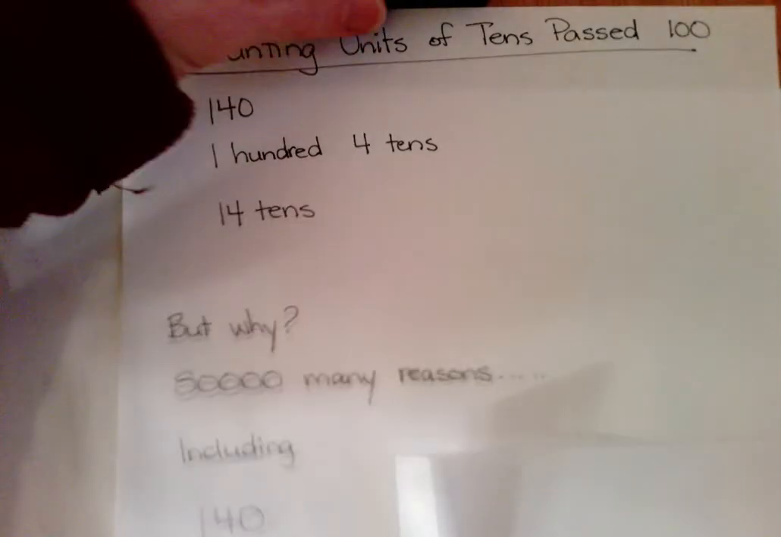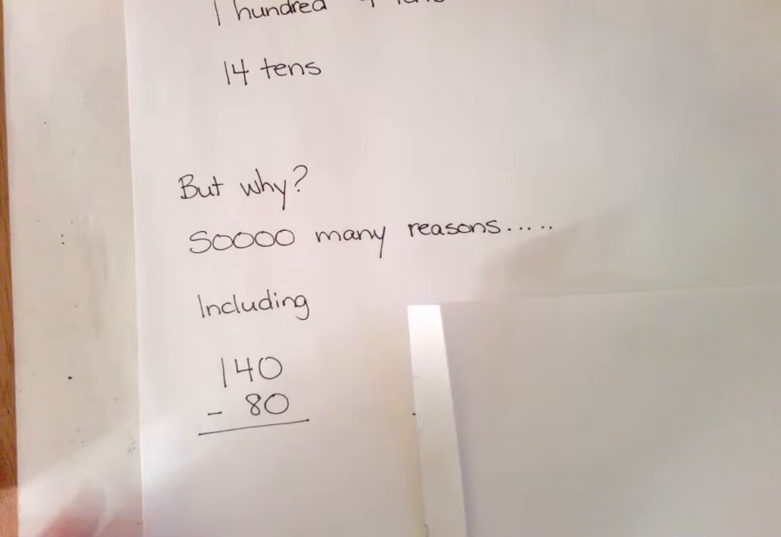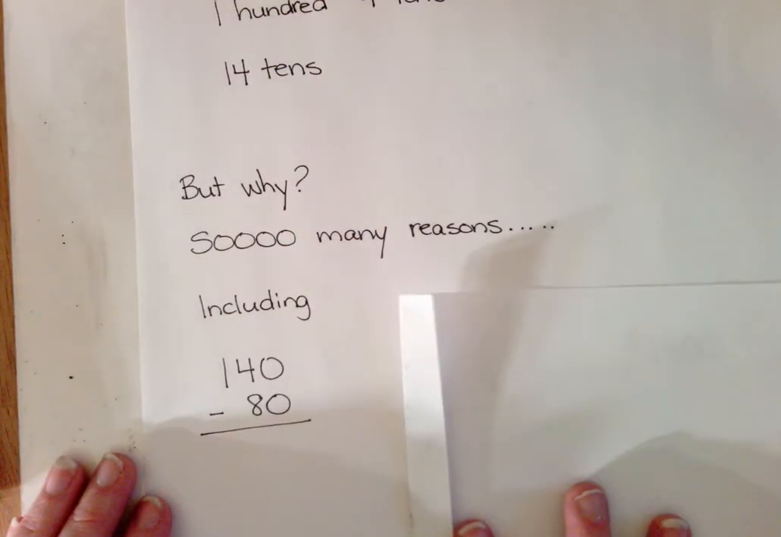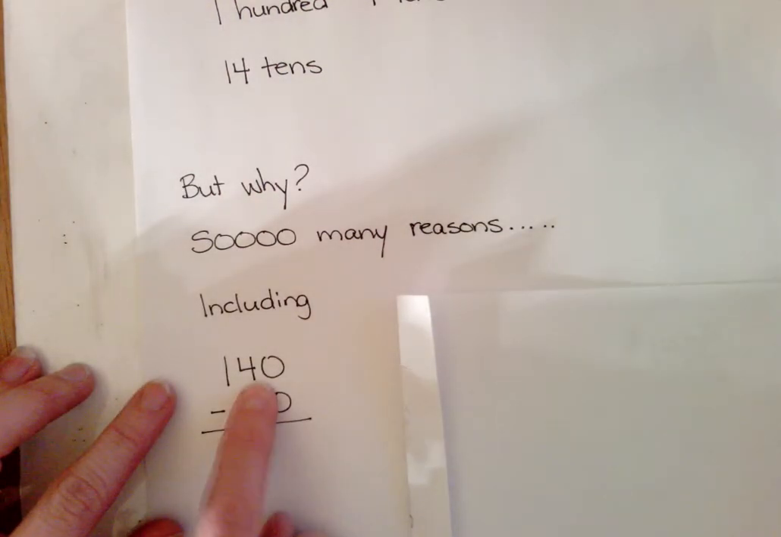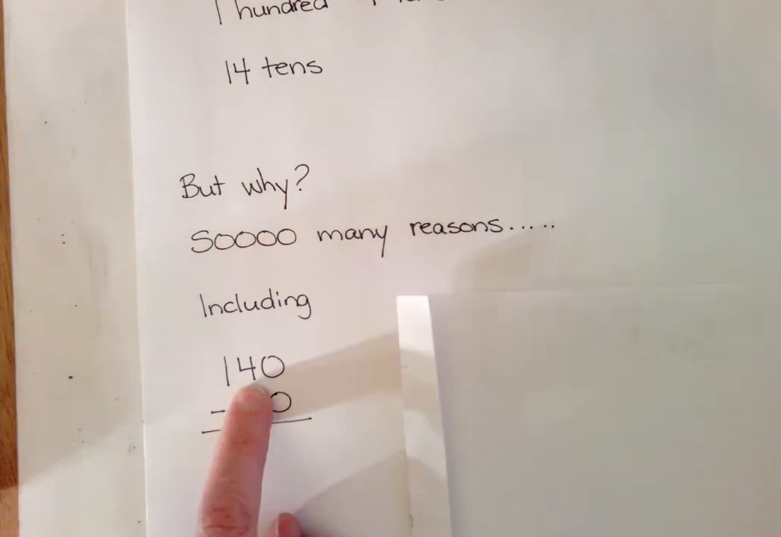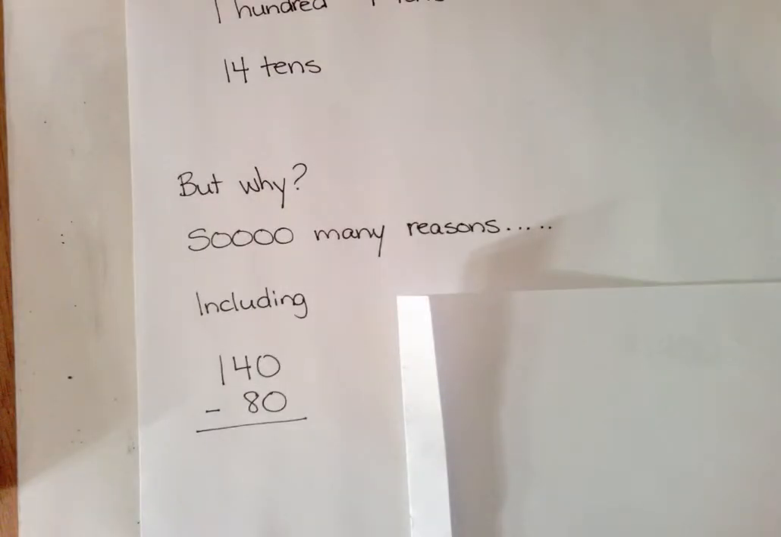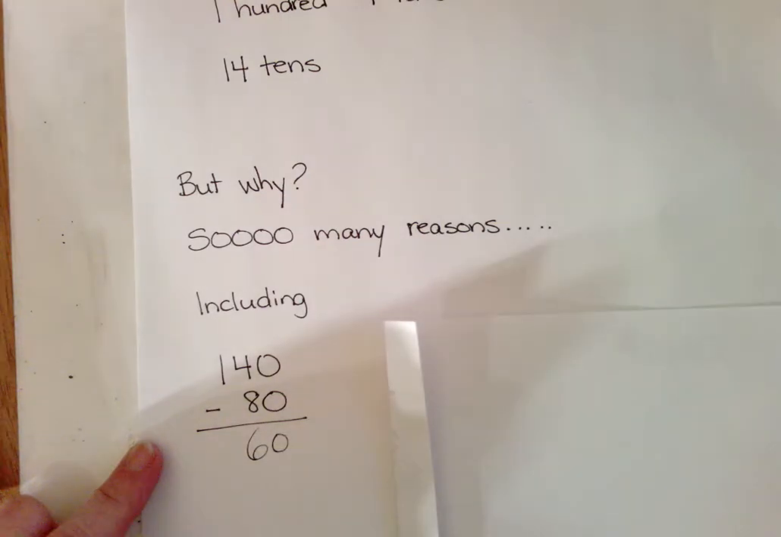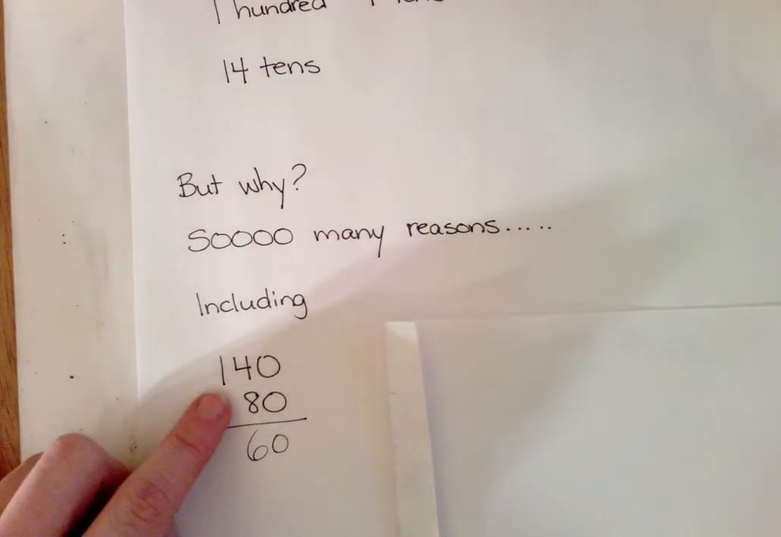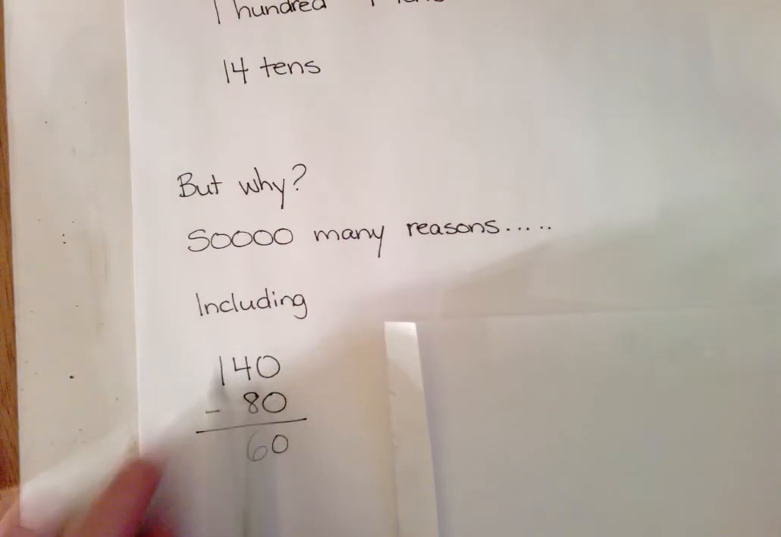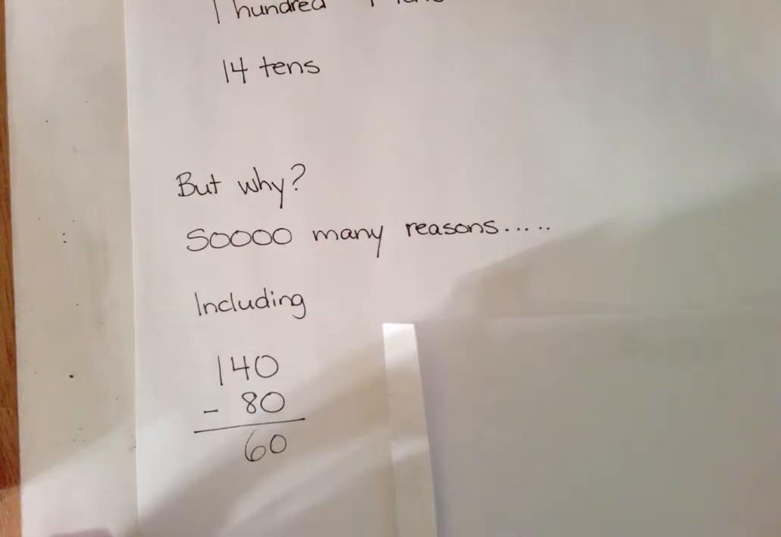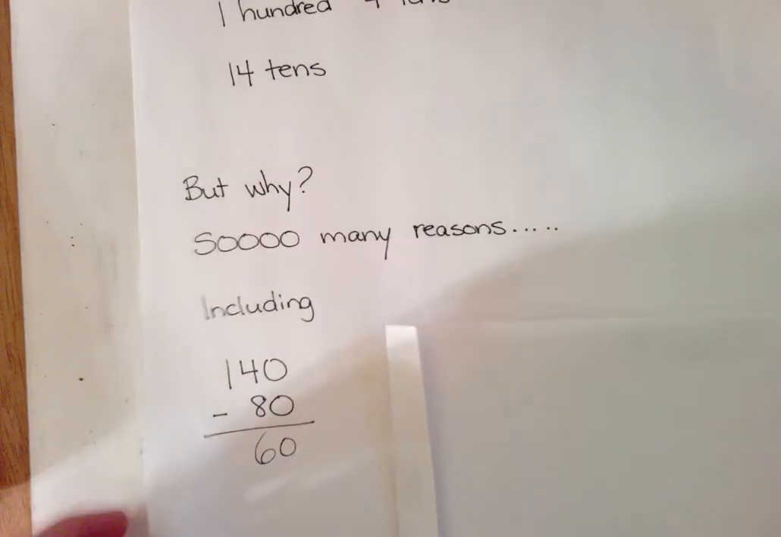When we look at taking 80 from 140, we're taking 8 tens, not from 4 tens, but from 14 tens. Seeing this number of 140 as 14 tens will help them. 14 tens minus 8 tens gives us 6 tens. Whether you trade your 100 for 10 tens and make this 14 tens, or you just look at it and say, I know this is 14 tens, both ways, that idea of 14 tens is important.